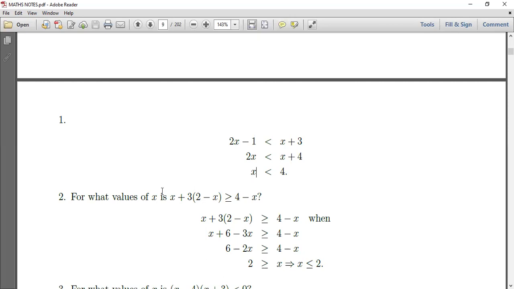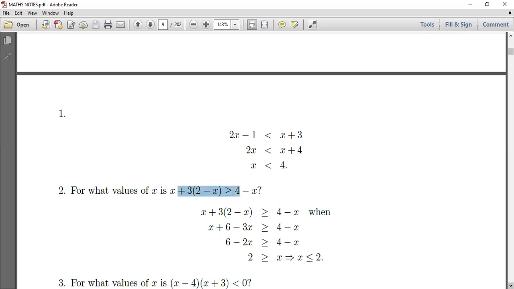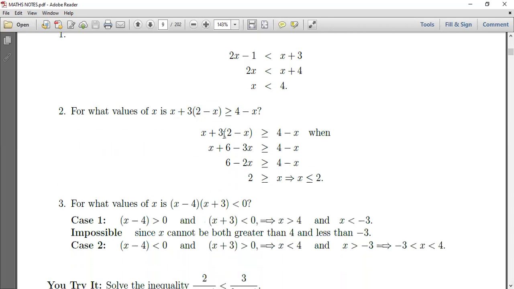The same thing, what value of x is this one? Here we need to expand the bracket first. 3 times 2, 3 times minus x, then we are left with that. Then we solve the inequality, adding x both sides, we are left with 2x, simplifying that, 6, subtracting 6 both sides, then you are left with that. So the solution to that is x is less than or equal to 2.